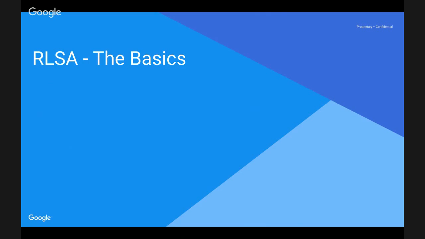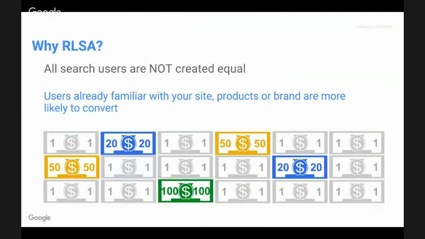Let's jump to the first topic, the RLSA basics. As you probably know, not all of your users and all of your traffic are created equal. You have some visitors that are willing to spend more money than others, depending on how far they are in the conversion funnel. Some of them might just get on your website the first time, some might return a couple of times, and all of those users bring different value to you. It also depends on many other factors.